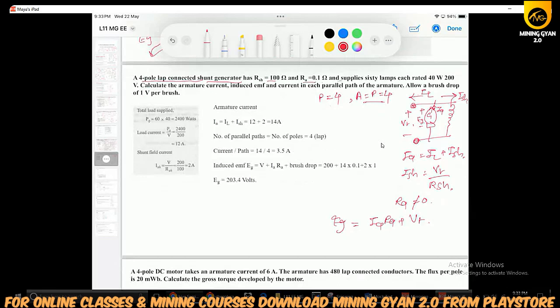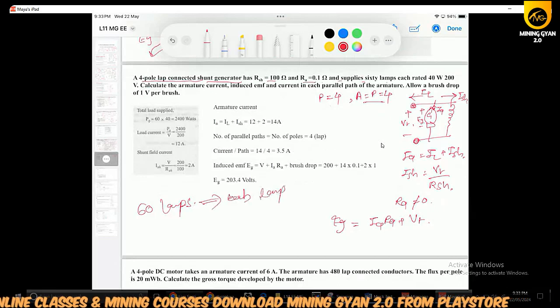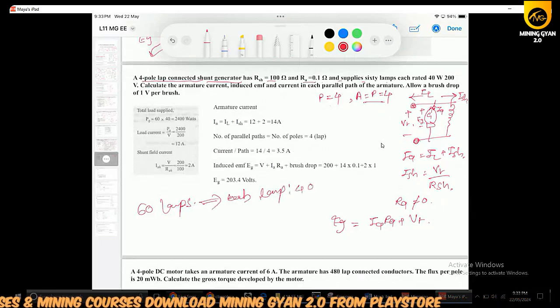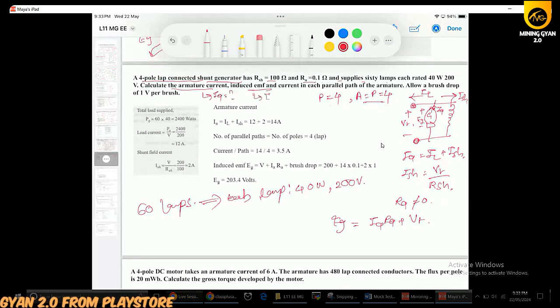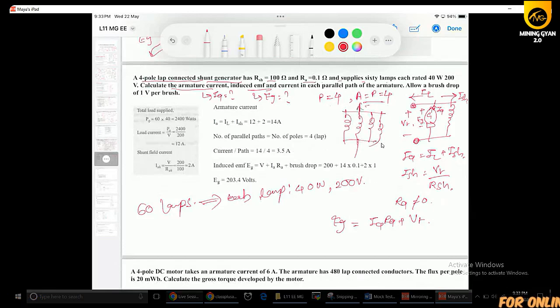and it supplies 60 lamps, each rated 40 watt and 200 volts. The 60 lamps are the loads. Then calculate the armature current. We have to find the IA value, the induced EMF EG value, and the current in each parallel path of the armature. These are the parallel paths, and the total will be connected in parallel such that the total IA will flow like this through the generator.